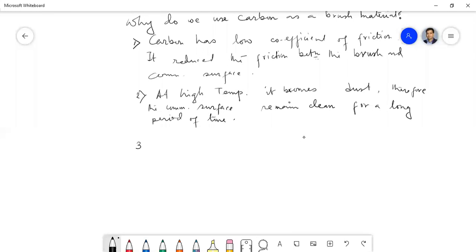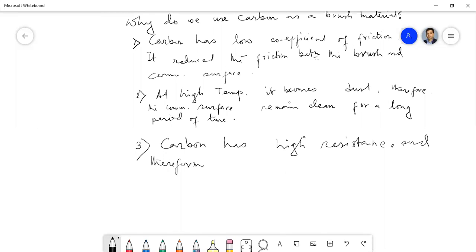So the third point, this point I think you have mentioned. Carbon has high resistance. Okay, so therefore it helps to obtain a good commutation.